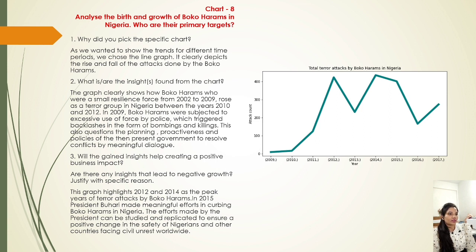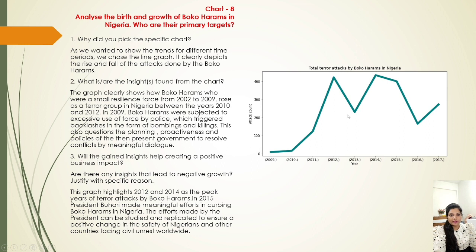The graph clearly shows that Boko Haram was a small, resilient force from 2002 to 2009. Here we can see it as a major terror group of Nigeria between the years 2010 and 2012. In 2009, Boko Haram was subjected to excessive use of force by police, which triggered a backlash in the form of bombing and killing. This also questions the planning, productiveness, and policies of the then government to resolve the conflict through dialogue.